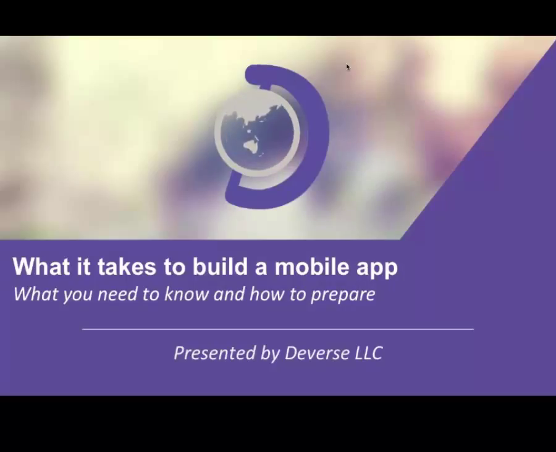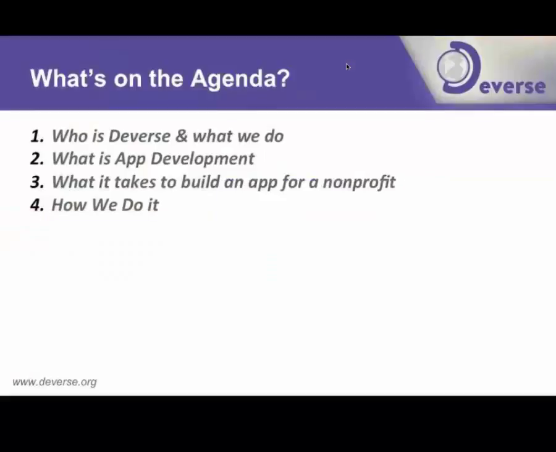So my name is YC. I'm the client relationship manager for Deverse. And here with me is Lambert Shao, and he's our lead Android developer. Hello. So first, we'll be going through just very briefly. Lambert will tell you guys who we are and what we do. And then we will spend a lot of time talking about what exactly is app development and what does it mean for a nonprofit to build an app, and how they need to prepare for it. And then at the end, we'll very quickly describe how we do it.